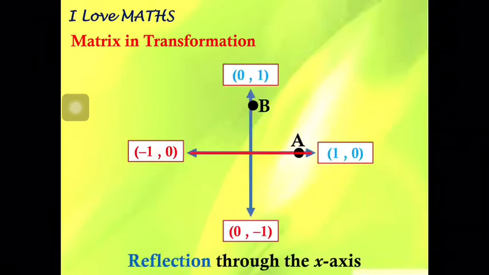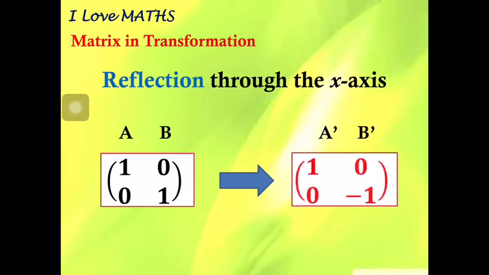This is the mirror line, the x-axis, or y equals 0. After the reflection, the point A remains in its position, and we call it A'. But the point B is being reflected, and we call it B'. So the coordinates of the points A' and B' of the new image are 1, 0, and 0, -1 respectively. This would become the x and y components of the new matrix for the A column and the B column. And this is the matrix that describes the transformation reflection through the x-axis.